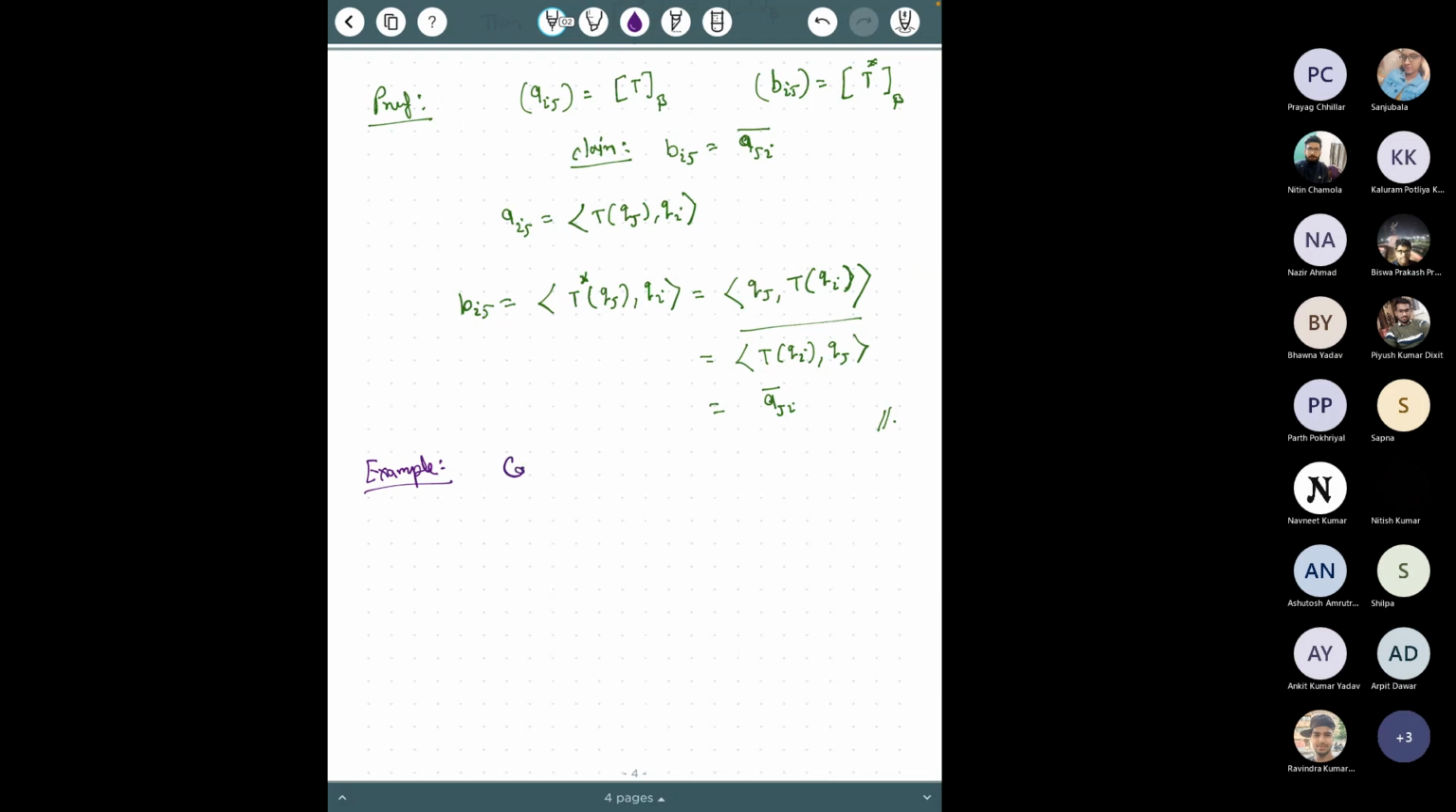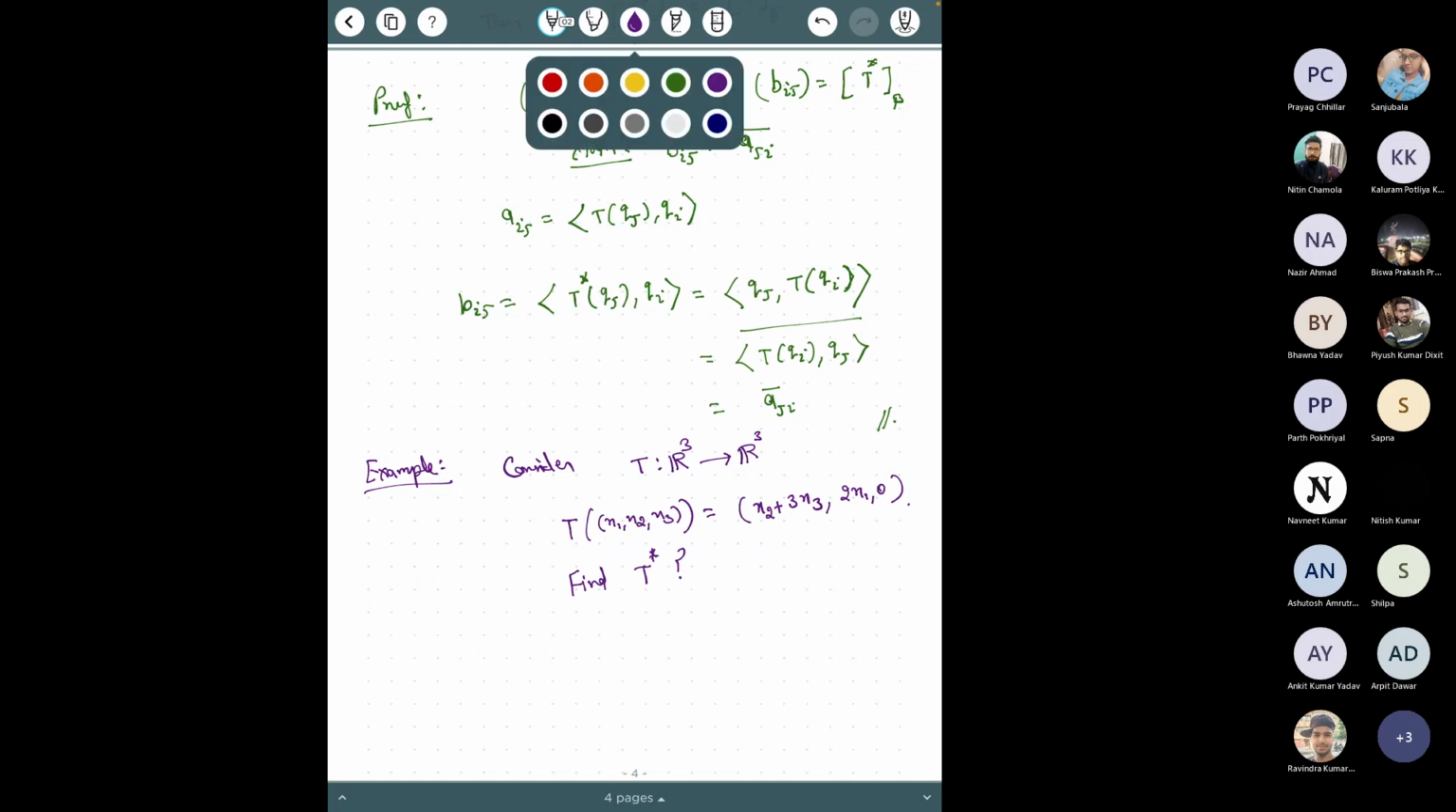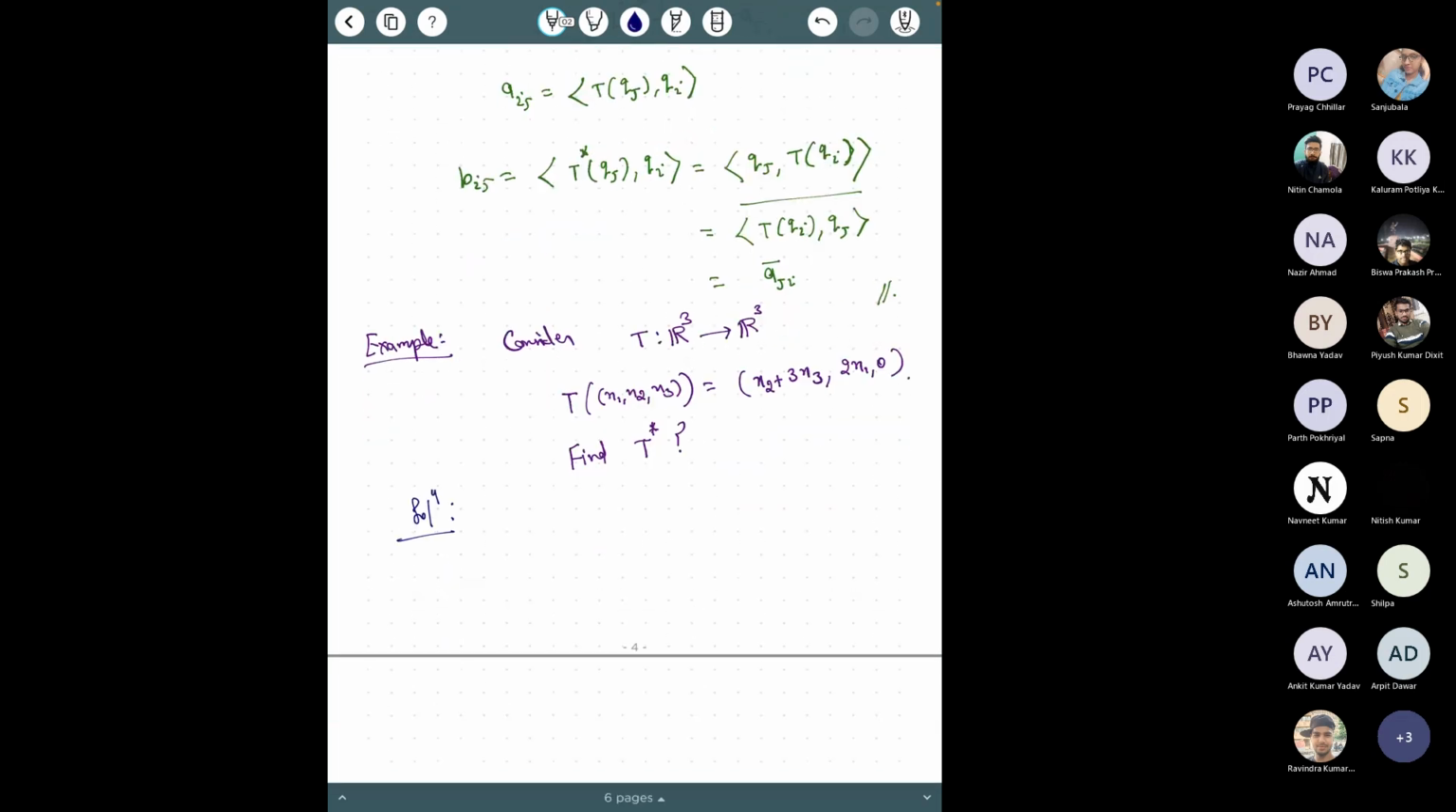Let us look at this example here. Consider this operator T. I have taken a simple example, but you can work out other examples from the textbook. How is it defined? It sends a real triplet x1, x2, x3 in R3 to x2 plus 3 x3, x1, 0. Now the question is to find T star.